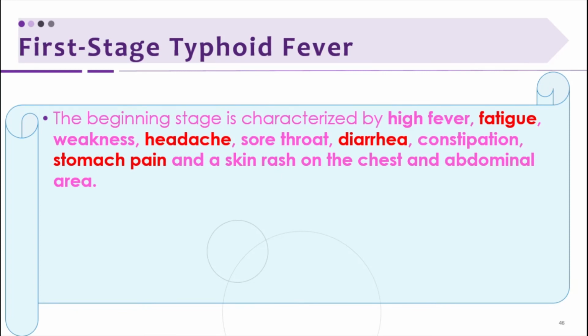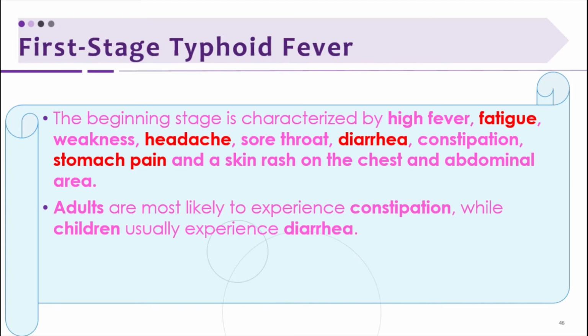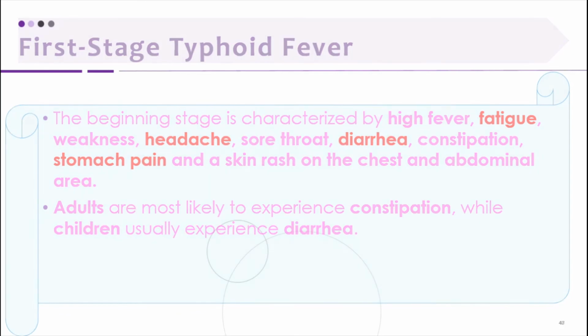So this is the beginning stage, which is characterized by high fever. There is fatigue, then weakness, headache. There is also sore throat, diarrhea, constipation, pain in stomach, and a typical skin rash, particularly on the chest and abdominal area, is seen in this stage. Adults are the most likely to experience constipation, while in children, generally they experience diarrhea, which is commonly seen in children.